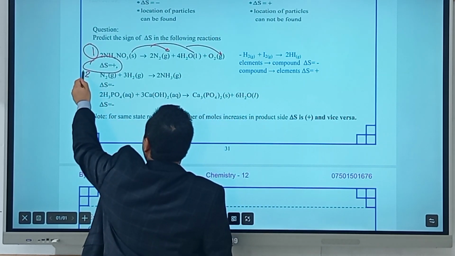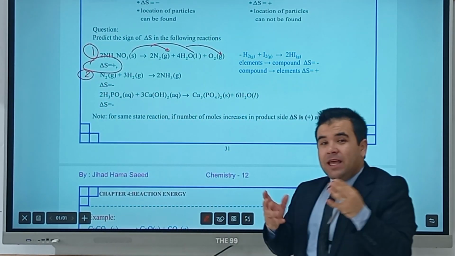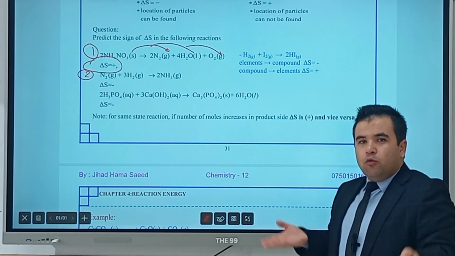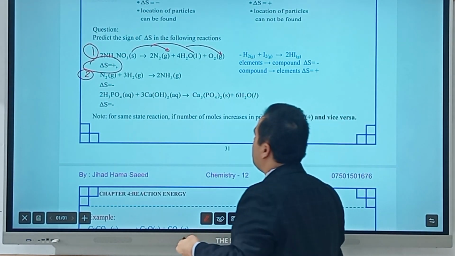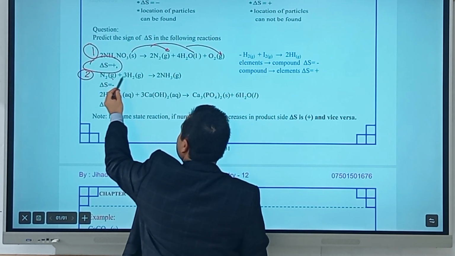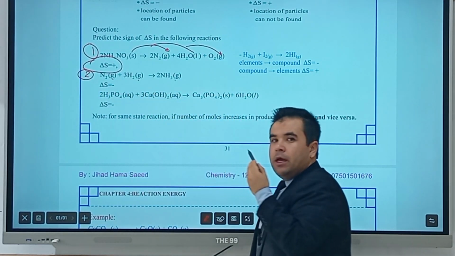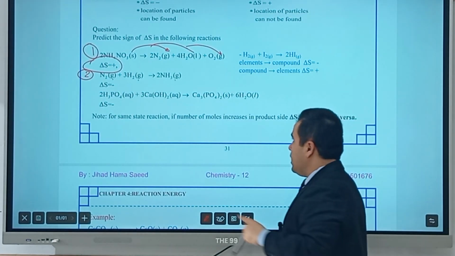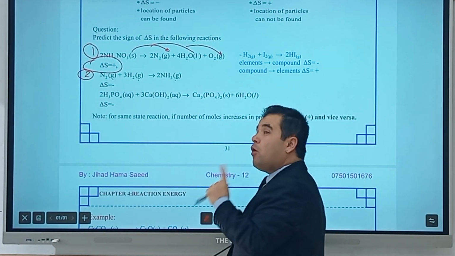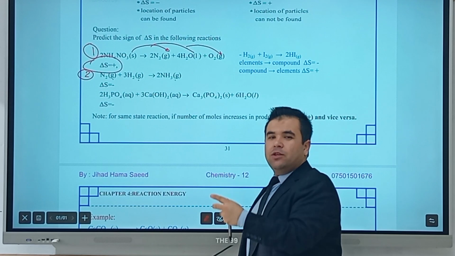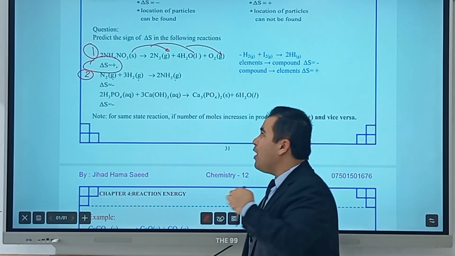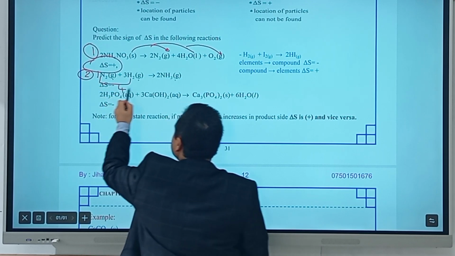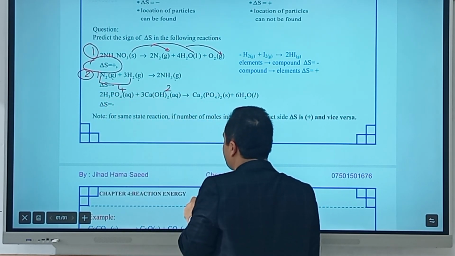Second, guys, if the physical states of reactant and product are equal, what should we do? We have to pass to the moles. Gas, gas, gas. So here we cannot determine the sign of the entropy through the physical state. Instead, we have to count the moles of gas in the reactant and the product. How many moles of gas is 1 plus 3? We have 4 moles, and here 2 moles.